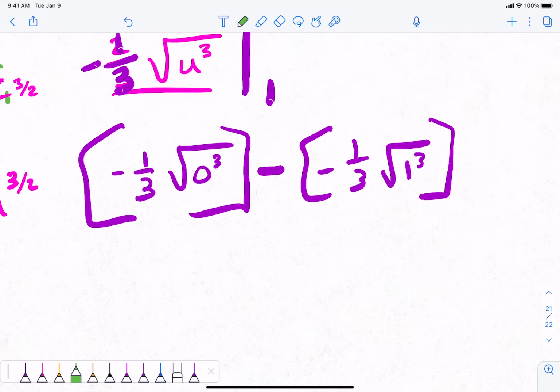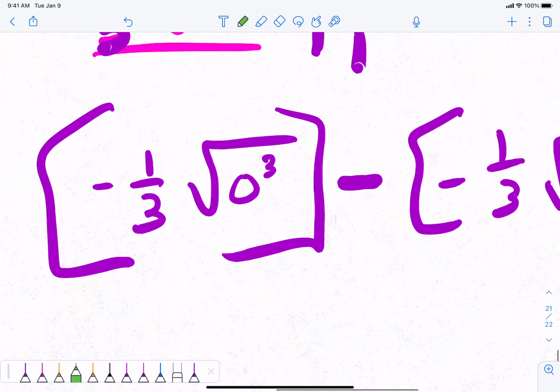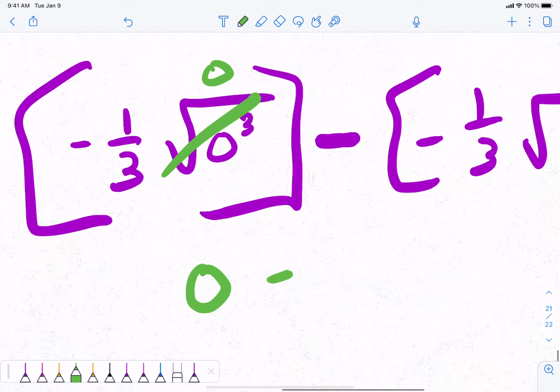What's the square root of 0 to the third power? What's 0 to the third power? 0, and the square root of 0 is 0. And 0 times negative 1/3 is 0.